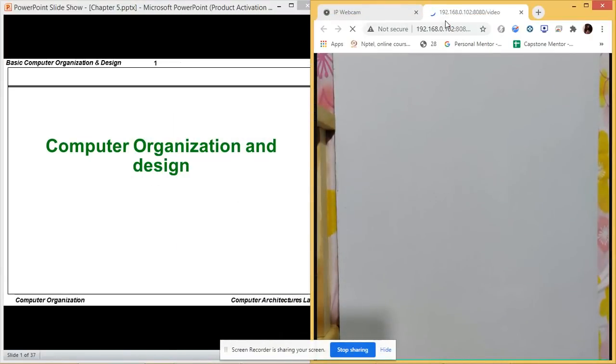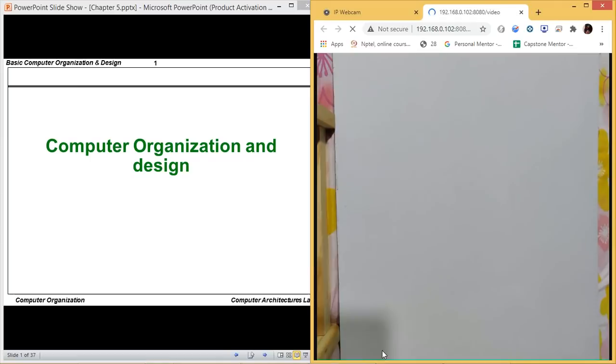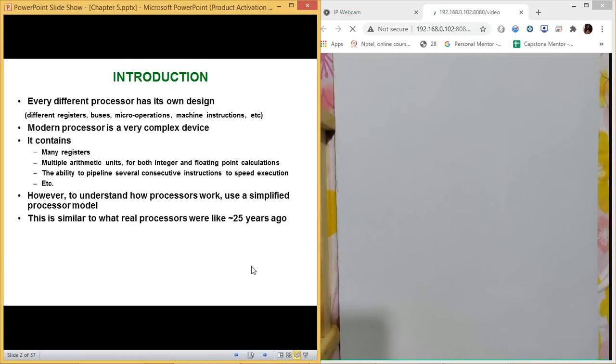Hello everyone. In today's class, we are going to discuss computer organization and design. In this chapter, we are going to discuss the basics of how your computer is designed, what the different registers are, and how the buses interact with each other. We are going to discuss all those topics.